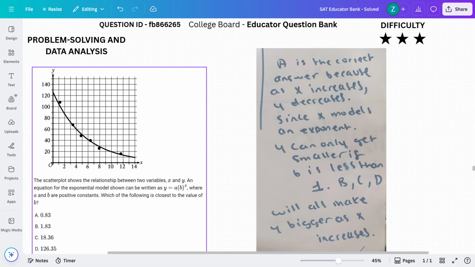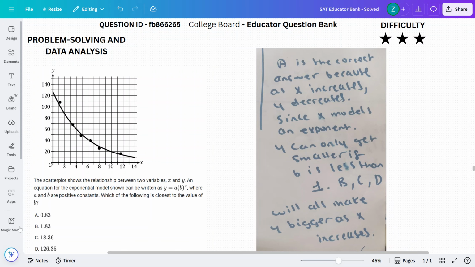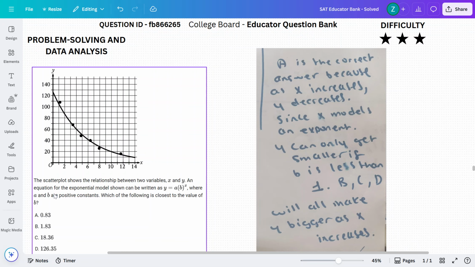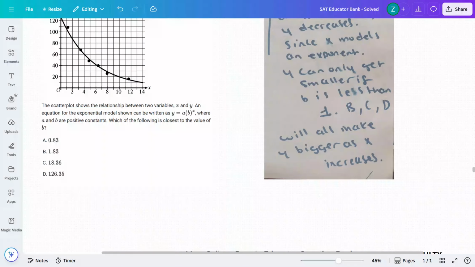that number will become a fraction of its original number. So if you multiply 0.83 times 0.83 times 0.83, the bigger the x, the more exponential the decrease, and the smaller the y becomes. Therefore, A is undoubtedly the correct answer. But let's continue on this route.